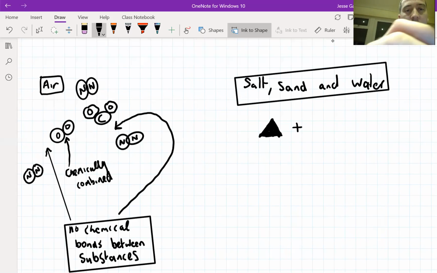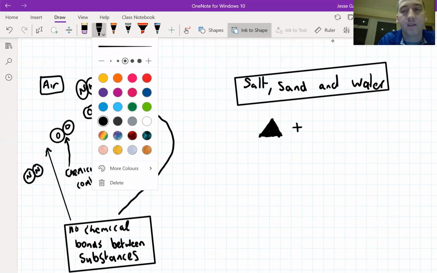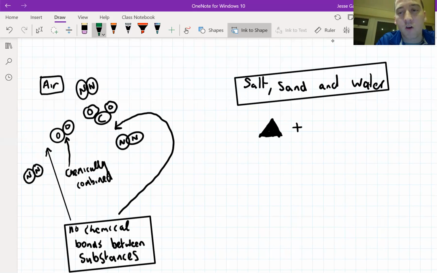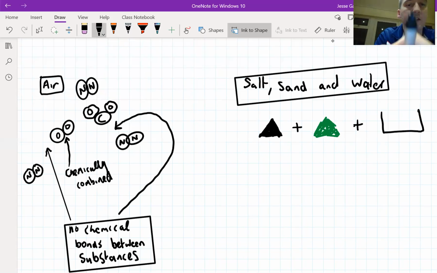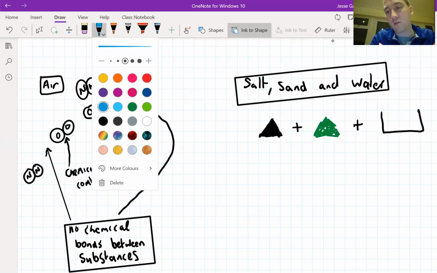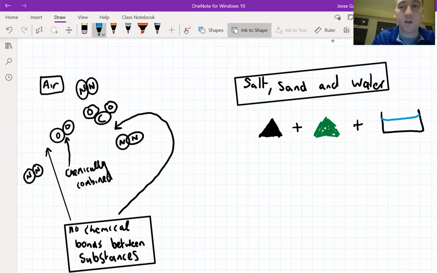Plus, I'm adding to it. The sand I'm going to draw in green. So this is my sand. This is a different substance made of different types of particles. So it's a second substance. It's different particles to the sand. And my water, I'm going to draw a container, and the container has water. It's another substance, H2O. So I've got salt, I've got sand, and I've got water.